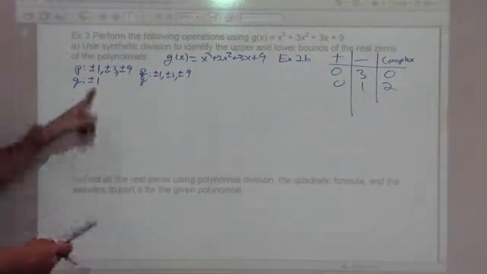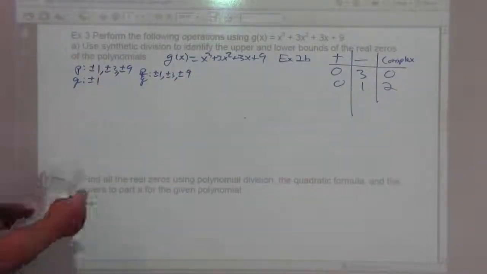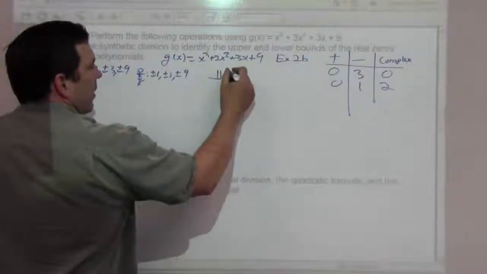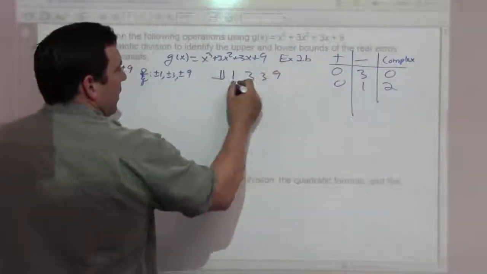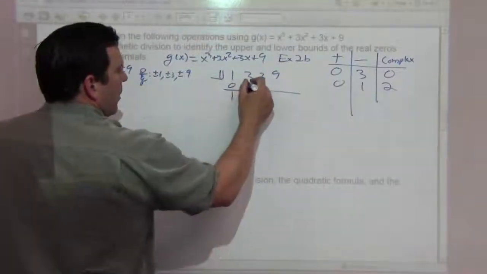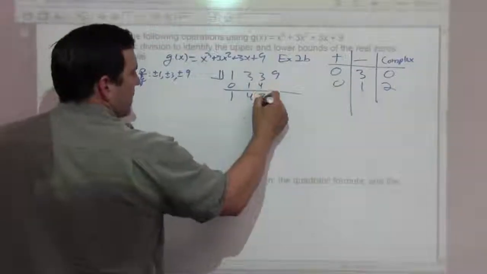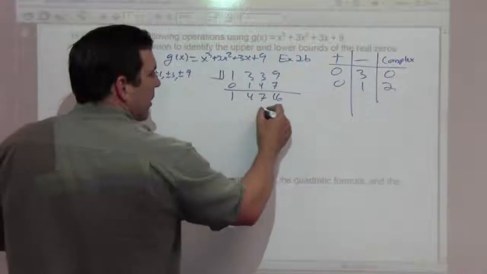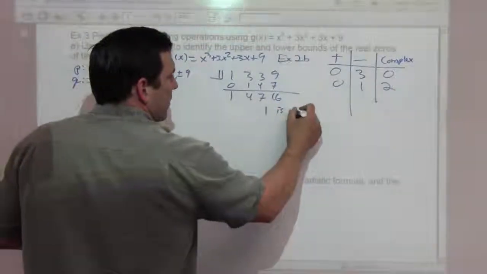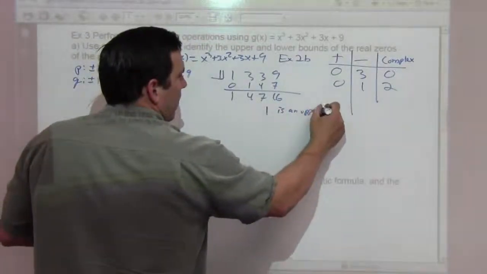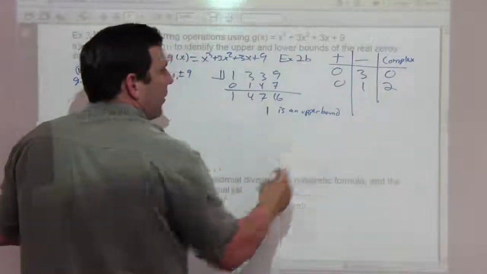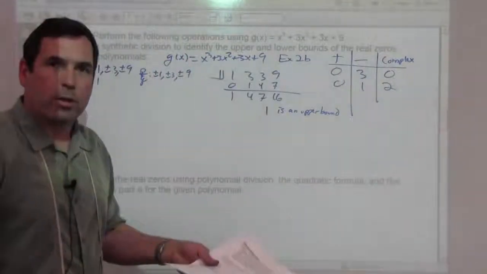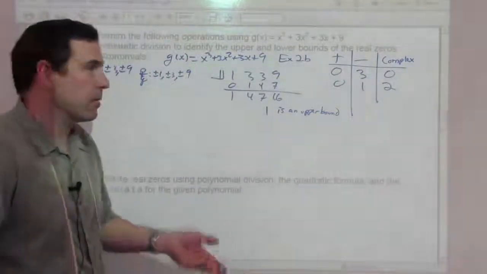So if I do division by the 1 in the box, we got 1, 3, 3, 9. We have 1, 1, 4, 4, 7, 7, 16. They're all positive, so I'd say 1 is an upper bound. I don't think we even needed to try that because I think we knew that there were no positive zeros of this. I hope we knew.